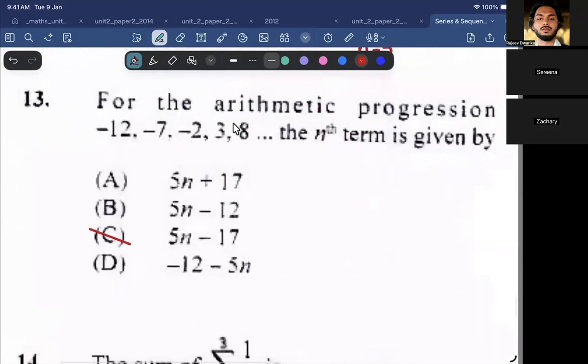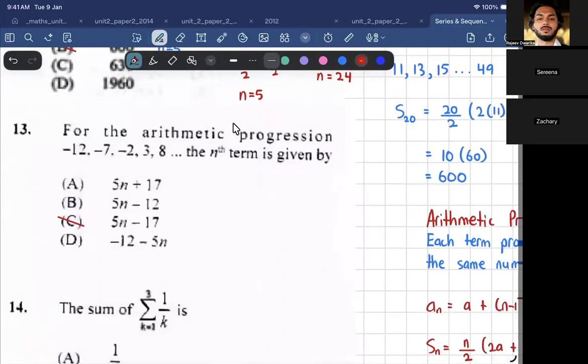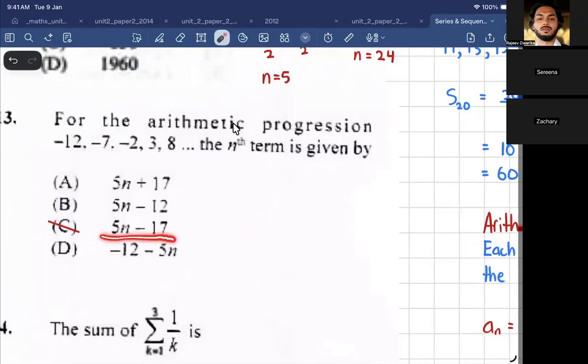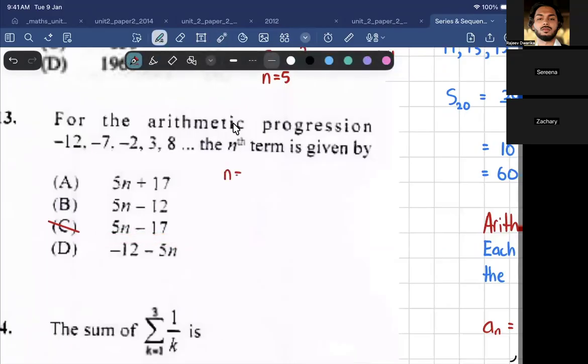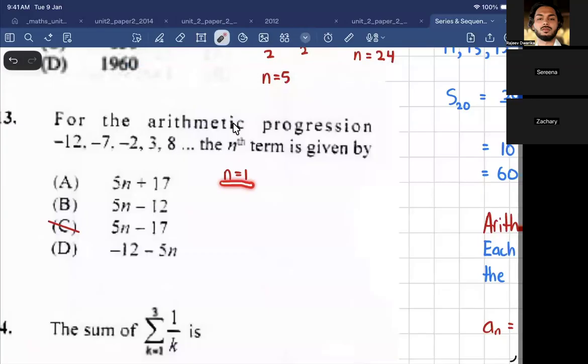Okay, Serena, you think you see the trick for this question? Like what you could do to not do any working? I'm not sure, sir. You're not sure. Okay. So Serena, let me show you how we're gonna do this quickly. This formula over here allows us to find a specific term in the sequence. You agree? Yes, sir. Okay, so when n is equal to 1, what are we supposed to get for sure? -12. We're supposed to get -12 because that's the first term in the sequence. So what you could do, Serena, is plug 1 into these options and see which one gives you -12. That's the hack.